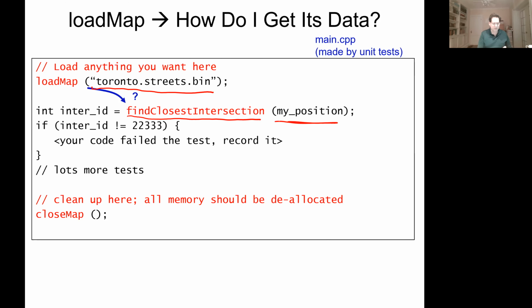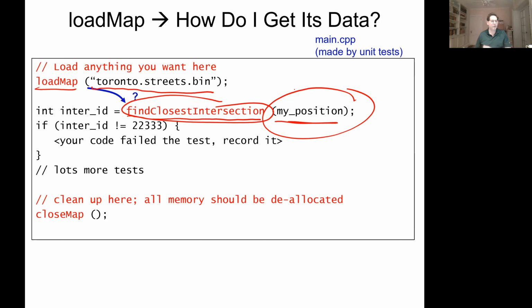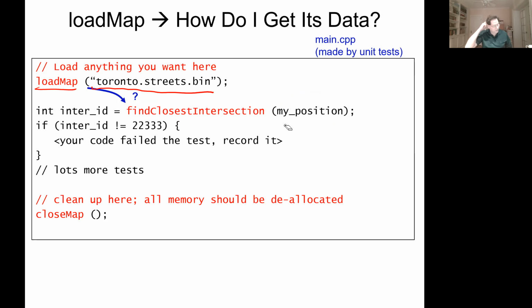So if we stored something in load map, how do we get it to this function so it can use it? And you can't change how this is called, because our unit tests expect it to be called this way. To make sure you don't change how it's called, we made the header file m1.h read only, because you'd break all our unit tests. So you can't just say I'm going to pass some new parameter to it. Can't change it. So what do we do? How do we use this?